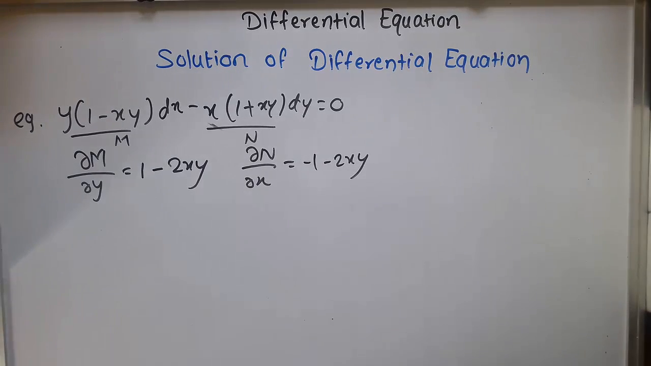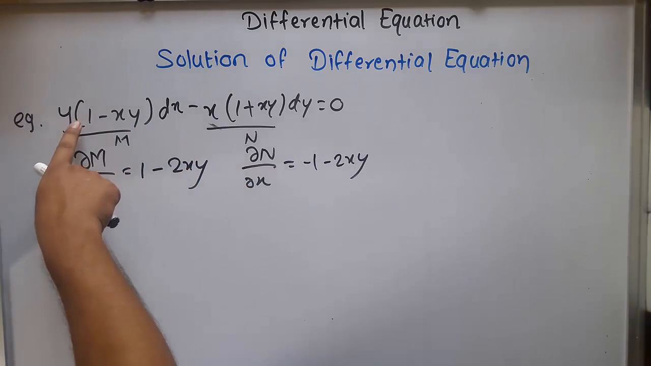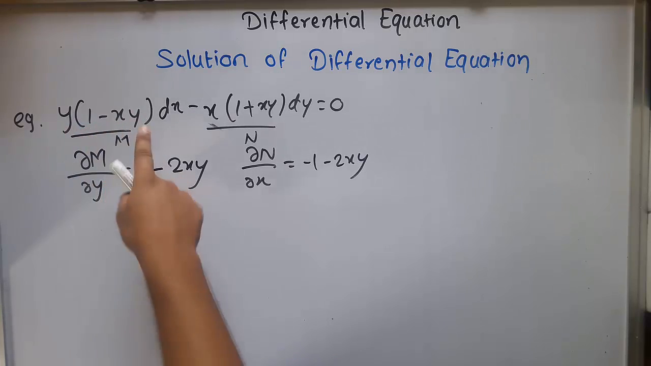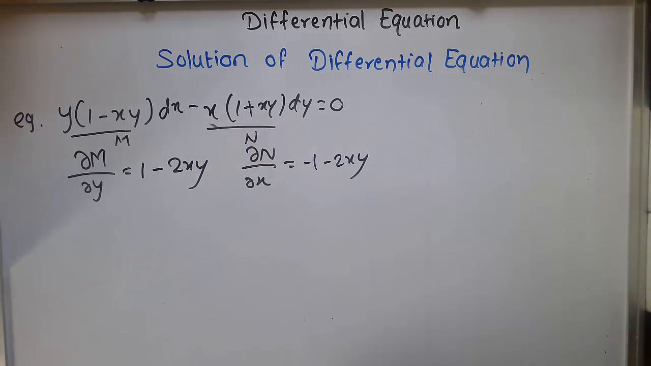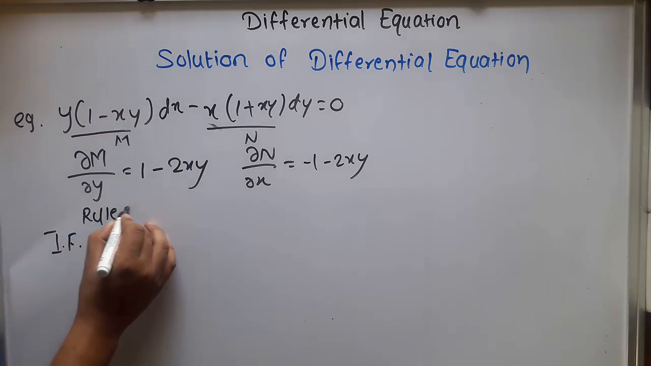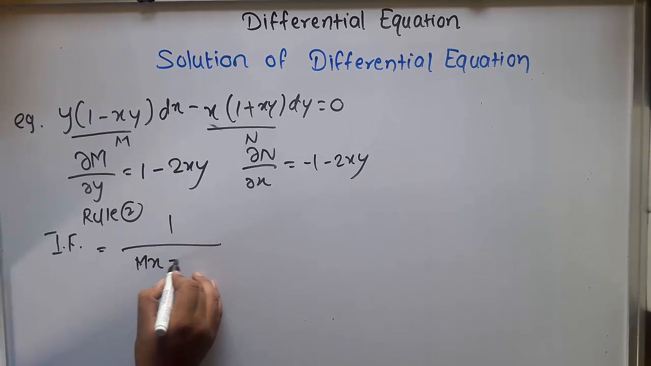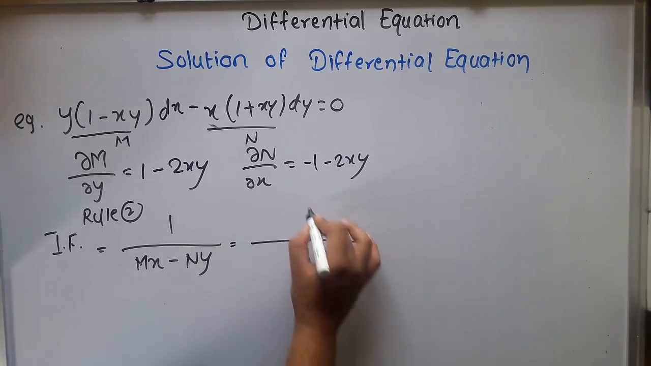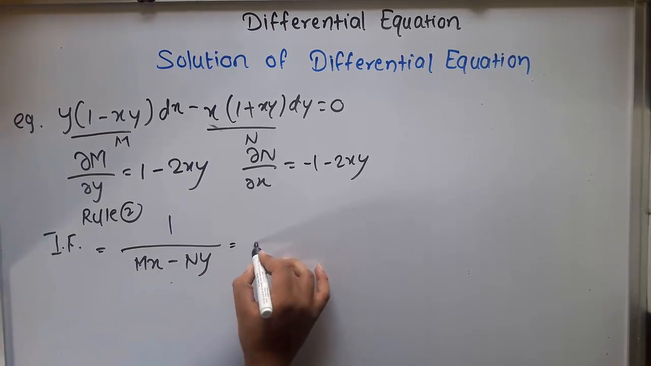We have to use rule 1 or rule 2. By looking at this equation, this is not homogeneous, because this has degree 1, this has degree 2 or 3, because by multiplying this it gets degree 3, so it is degree 1 and degree 3. It's not a homogeneous one. So for that we use rule number 2. In rule 2, the integrating factor will be 1 upon Mx minus Ny. Only difference is the minus sign. From rule 2, integrating factor will be 1 upon Mx minus Ny.